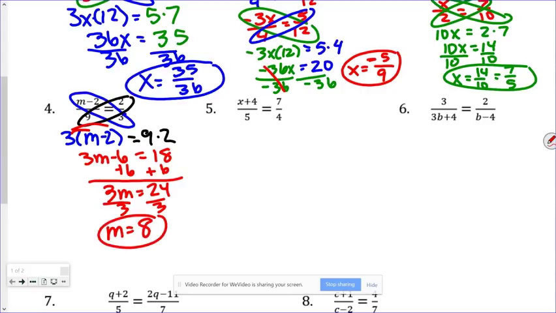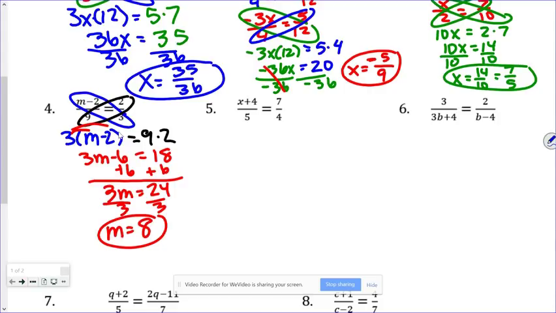All right, so m equals 8. So you could plug 8 in for m right here. You get 6 over 9, which is equal to 2 over 3, and those are equivalent fractions. So we are good. All right, we got a couple more here.